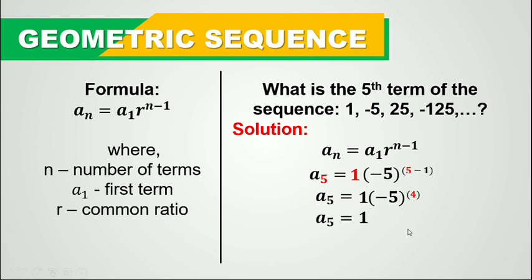And then negative 5 to the power of 4, that's positive 625. And then simplify this further. So 1 times positive 625, that's 625 again. So therefore, a sub 5 equals 625. And this is our answer for this particular question.